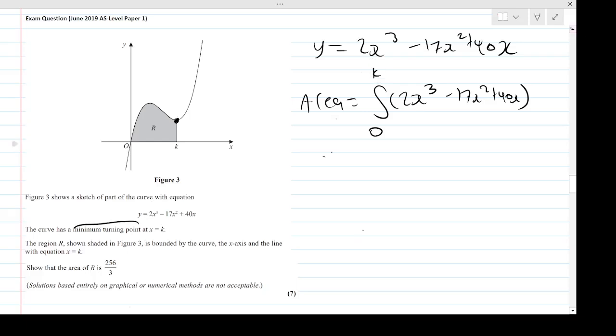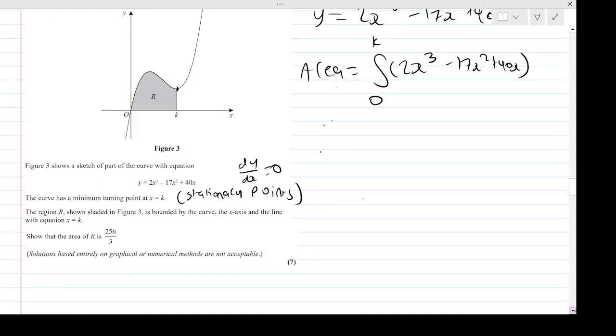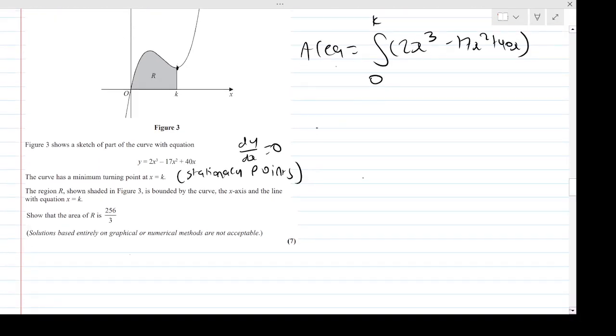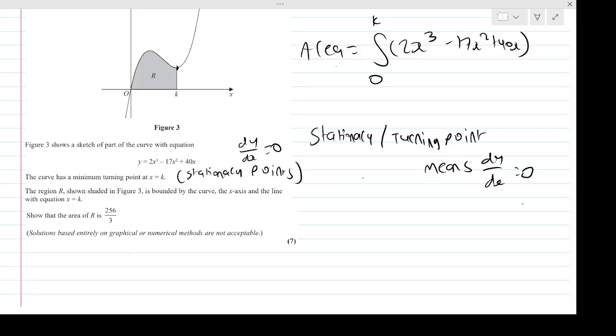That's where this comes in, this information about turning points. So if it's a turning point, by the way, a turning point also is a stationary point. What do we know about stationary points? Hopefully should be alarm bells, which means that dy dx has to be set to 0, okay? Any turning point, stationary point has to be set to 0, okay? Right, so the derivative is 0.